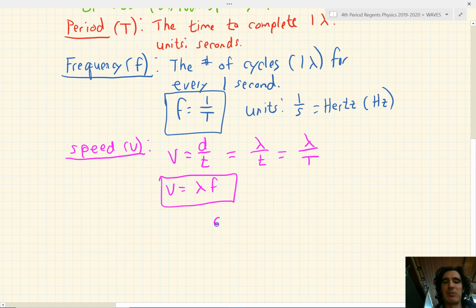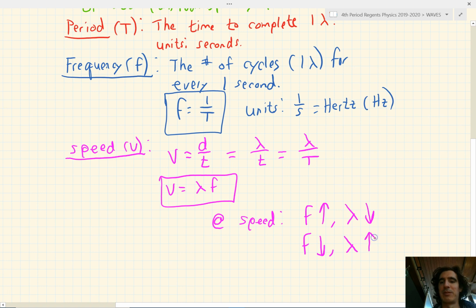Now if we're looking at a wave that's moving at a constant speed, if we change the frequency by increasing it, so there's more cycles per second, that means that the wavelength is going to shrink in order for us to move at a constant velocity. So they're going to get closer together. The wave crests will get closer together as we increase the frequency. If we do the opposite, decrease the frequency, that means less cycles per second, the wavelengths are going to increase. So frequency and wavelength have an inverse relationship.